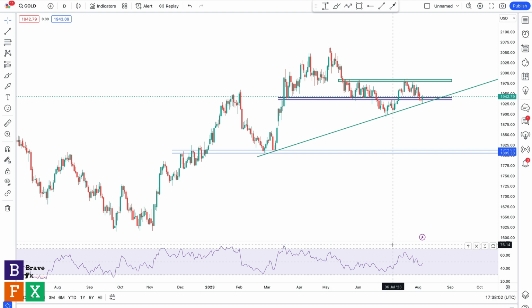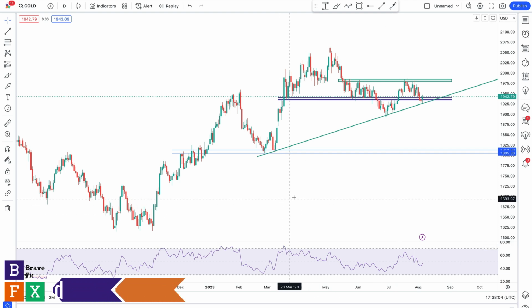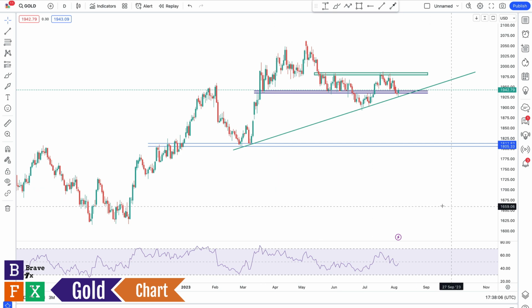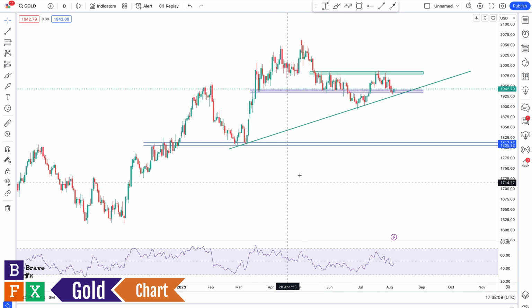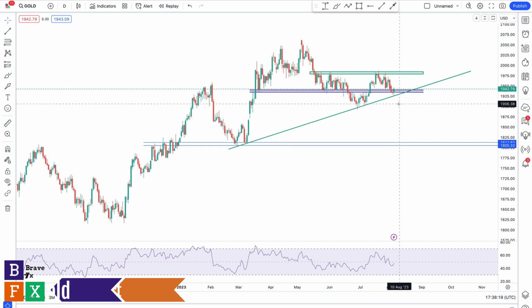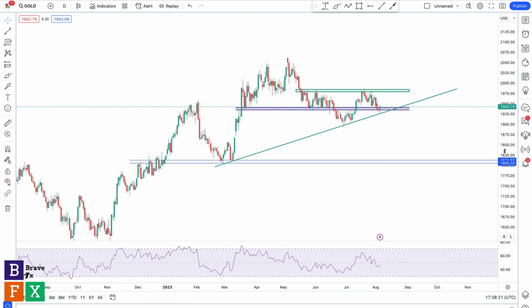So we'll be starting with the gold chart as usual. This is a daily time frame on gold, and as you can see, I've marked out important areas of value, right? So we have one over here, another one here, and one here. And if you take a look at this trend line, you can see that we just bounced off of this trend line on the daily time frame on Friday last week, right?